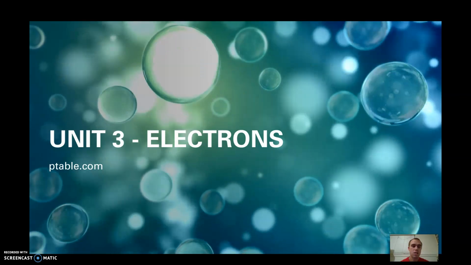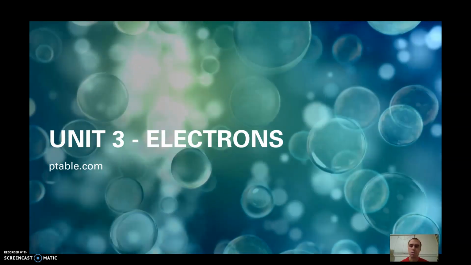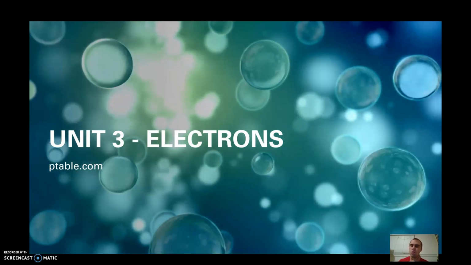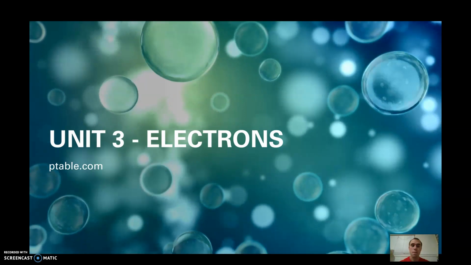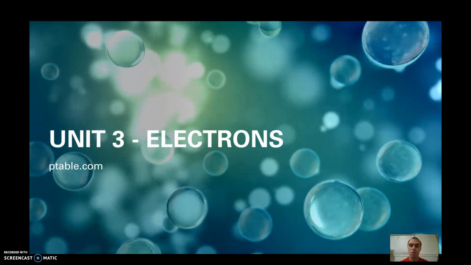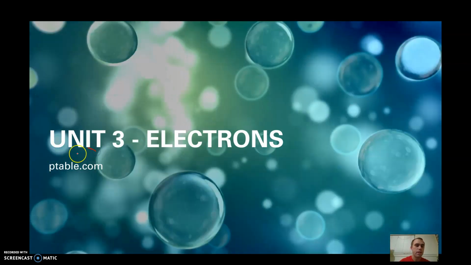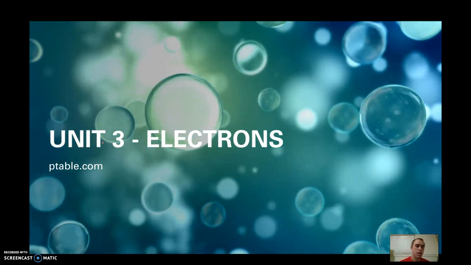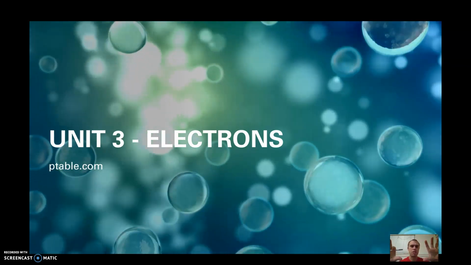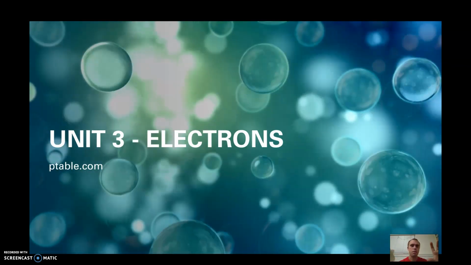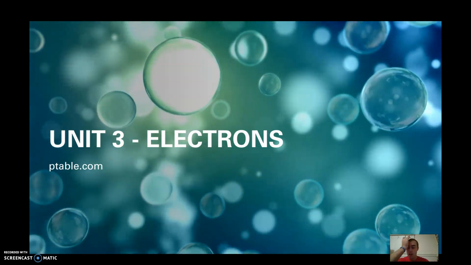For today's lecture, it's going to be really beneficial if you have a periodic table open and visible. So you can either grab a printed out paper periodic table if you have one, or you can go to ptable.com, and you can kind of split screen it so you can see both the video and your periodic table.